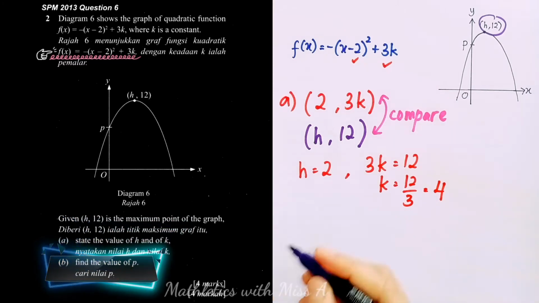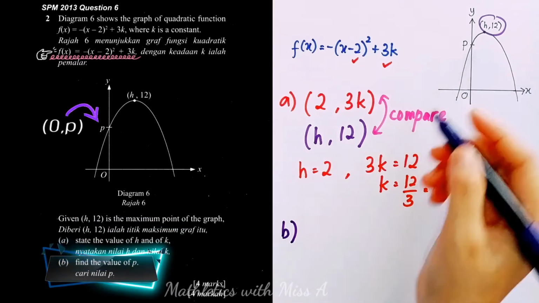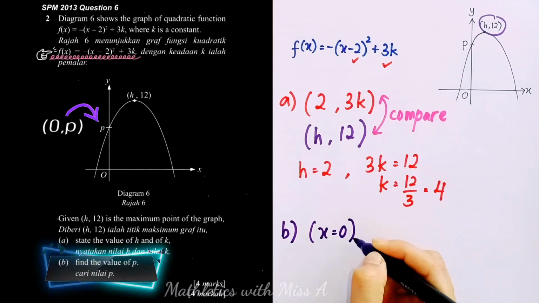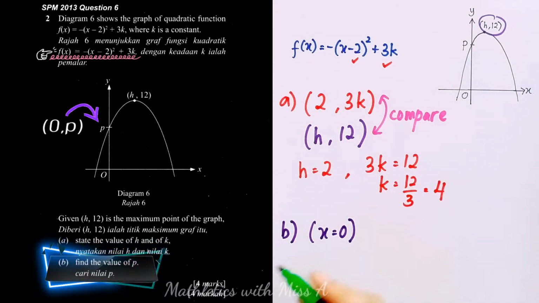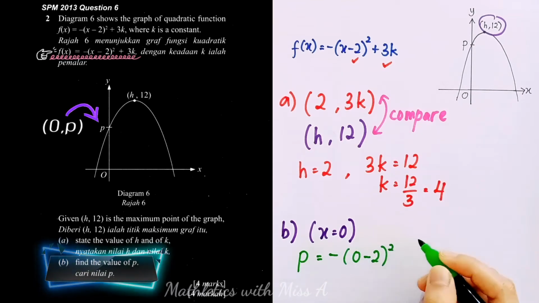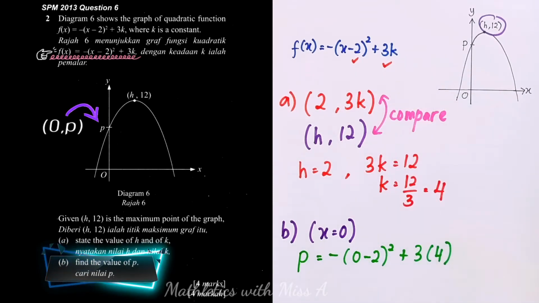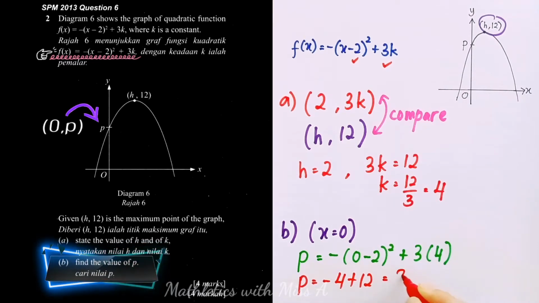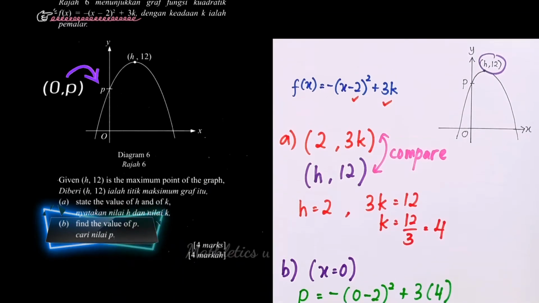And B, find the value of p. When x equals 0, insert the value of 0 into x. So p equals -(0 - 2)^2 + 3k; insert the value of k, 3 times 4. So p equals negative 4 plus 12, so p equals 8.